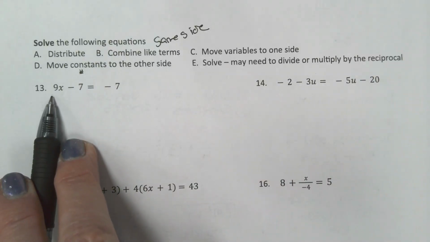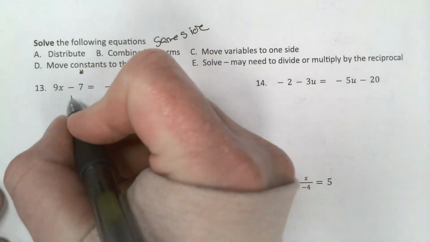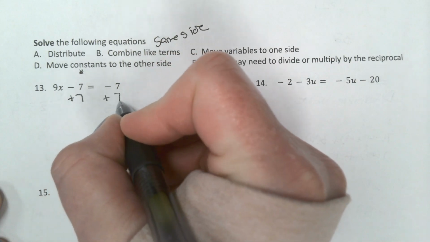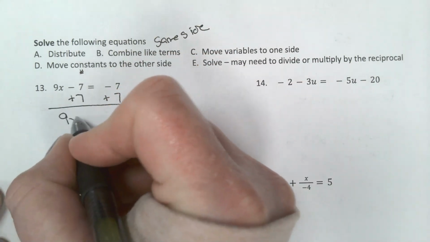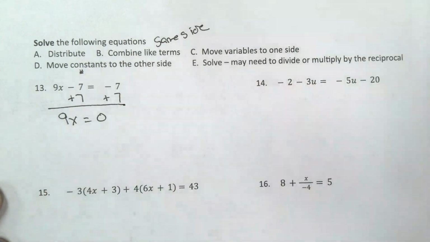All right, so my x's are already over here on the left. I'm going to undo the subtraction by adding 7 to both sides. Negative 7 plus 7 equals 0.